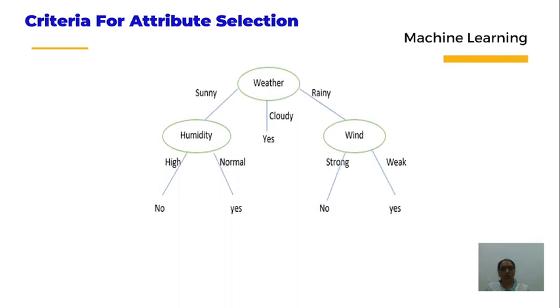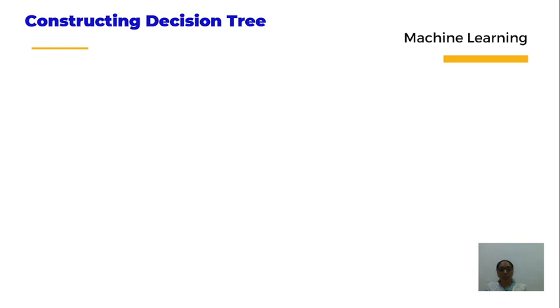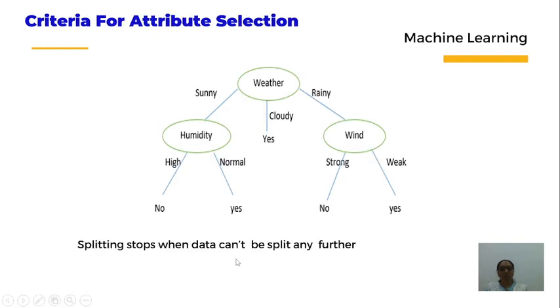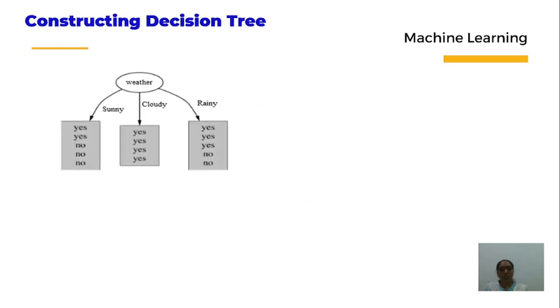So here you can see that if it's sunny, we have considered humidity as a feature, and if it is rainy, we have considered wind as another feature, and then the steps go on. Now you can see the splitting stops when the data can't be split any further, or we are reaching the leaf node. At that time we will stop our construction of the decision tree.